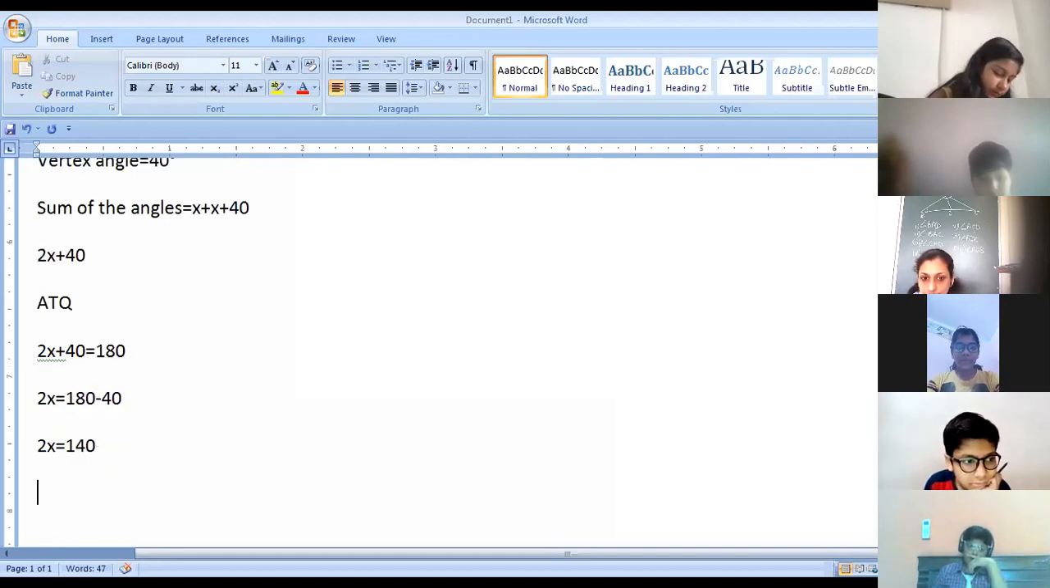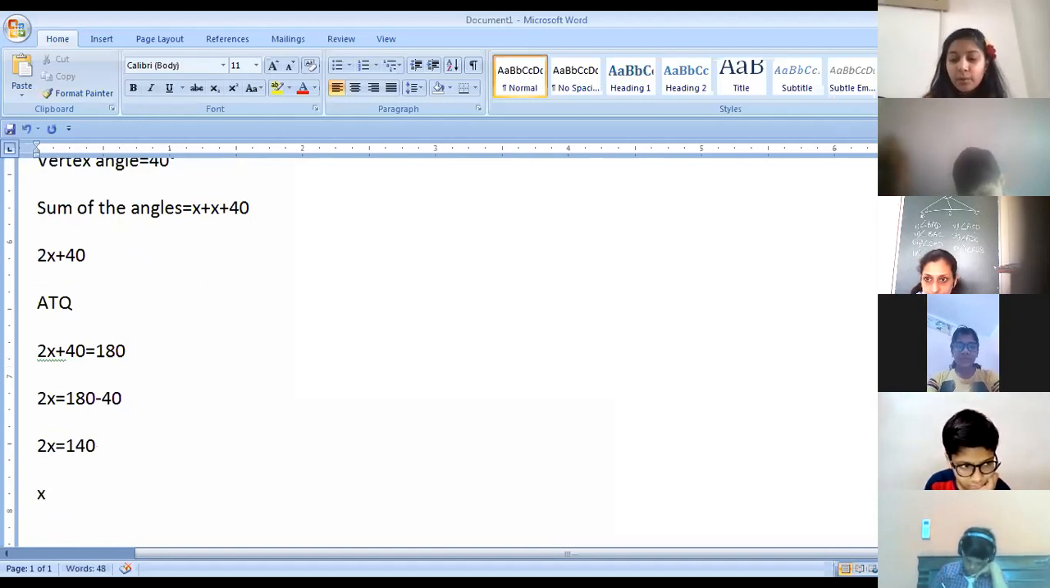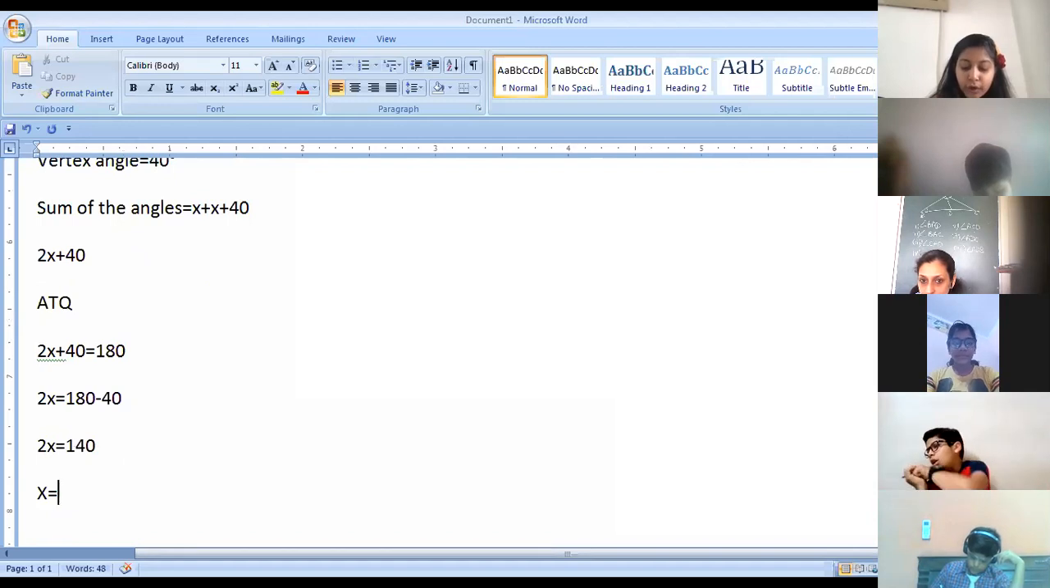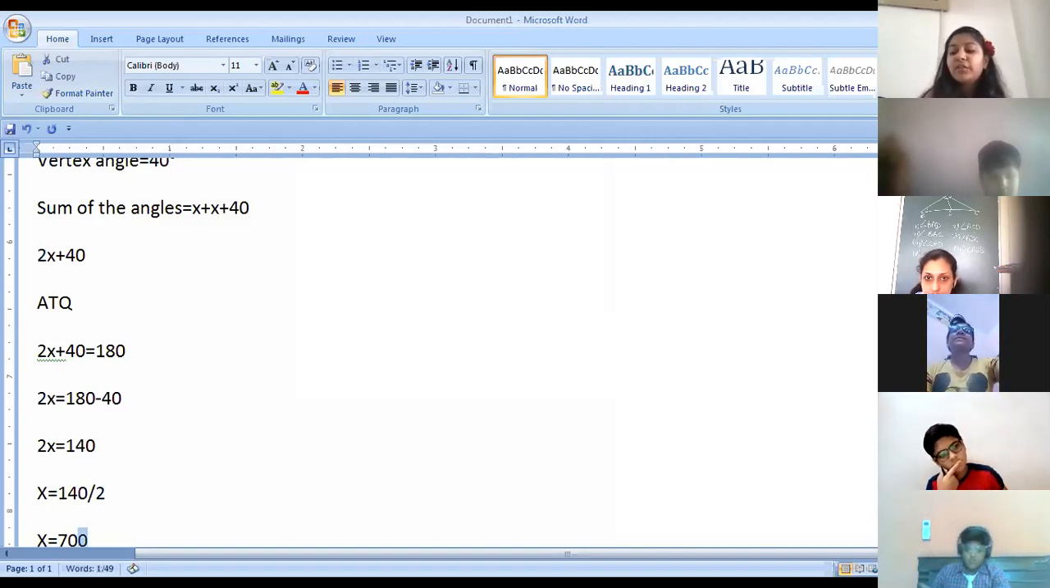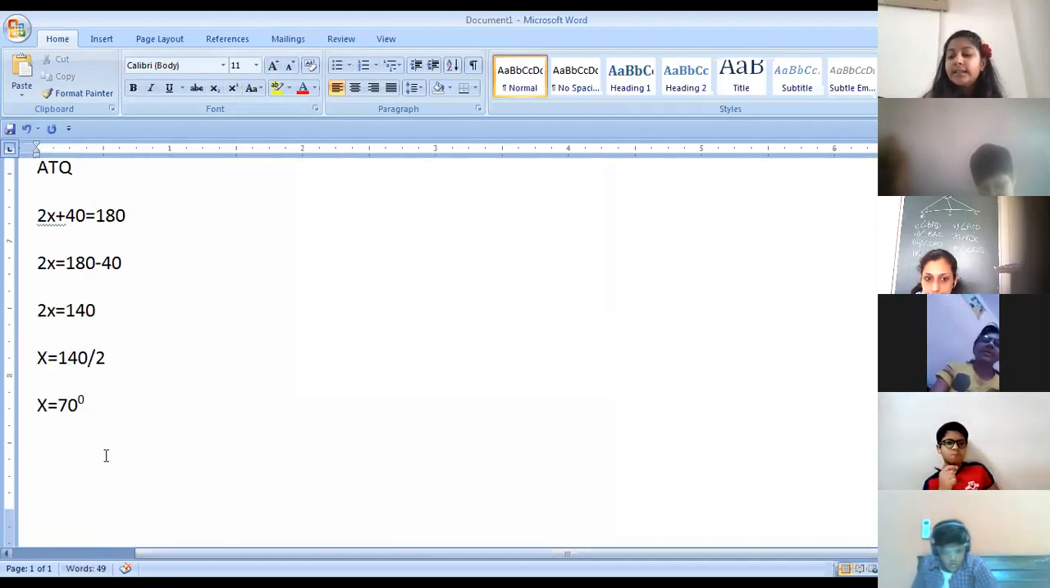Now, what are we going to do next? We don't need to divide both sides, we simply take 140 degrees divided by 2. When you divide this number, you will get x, and the answer will be x is equal to 70 degrees. The base angle of the triangle is equal to 70 degrees.